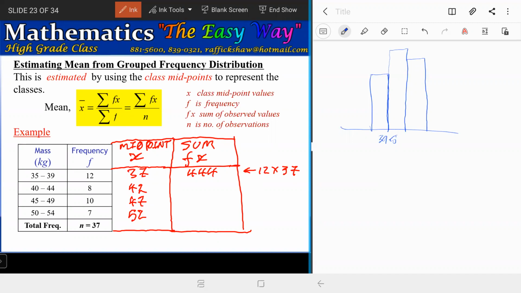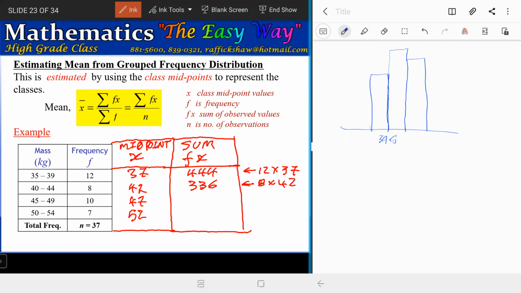Understand that? Yes, sir. And then you have the 8 bars in the second group. You assume that all of them measure 42. I want the mass of all the bars, but I'm doing them gradually. So the total mass of the next 8 bars is 336. This group is 8 times 42, which is 336. Understand that? Yes, sir. The next group has 10 bars. I will assume that all of them measure 47.